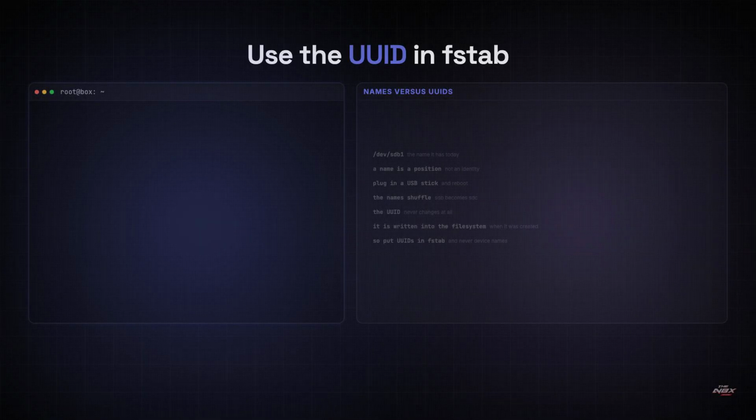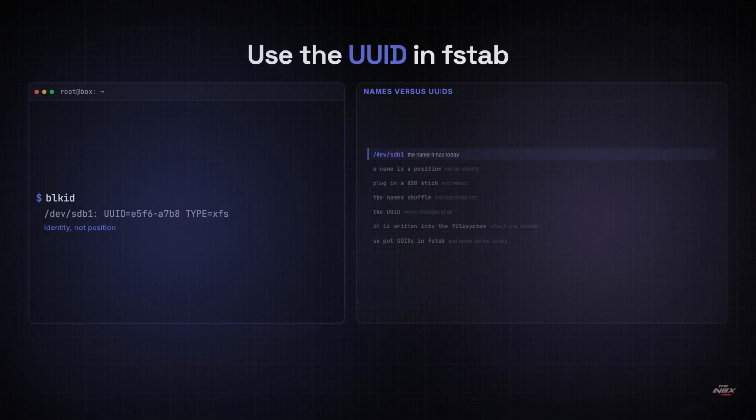Here's a failure that ruins somebody's morning roughly once a year, and it's entirely avoidable once you know that this one small command exists. blkid prints every block device with its file system type and its UUID. Today this partition is /dev/sdb1. The trouble is that a name like that describes a position, not an identity. Plug a USB stick in and reboot, and the names shuffle. What was sdb is now sdc. Anything in fstab pointing at the old name now points at the wrong disk.